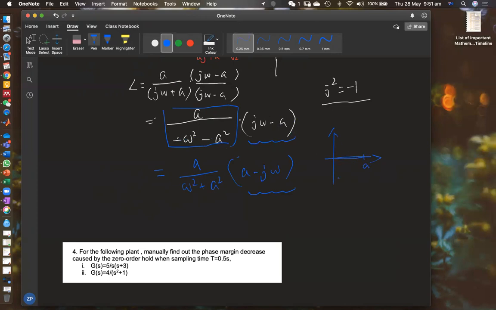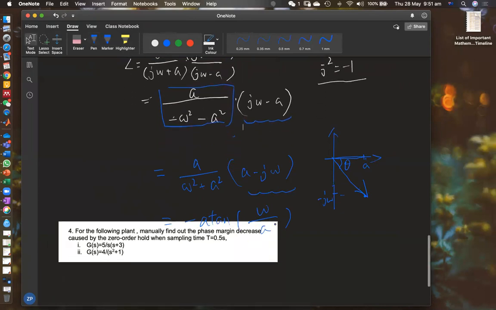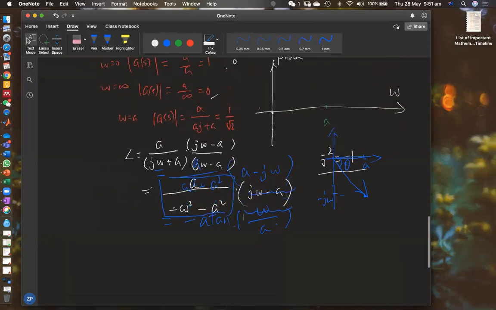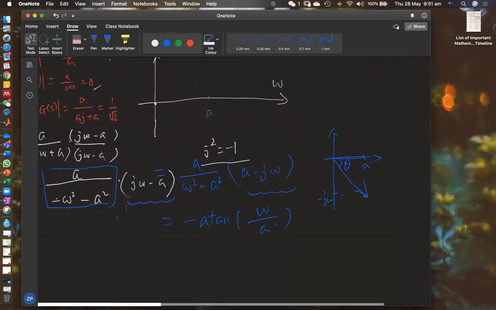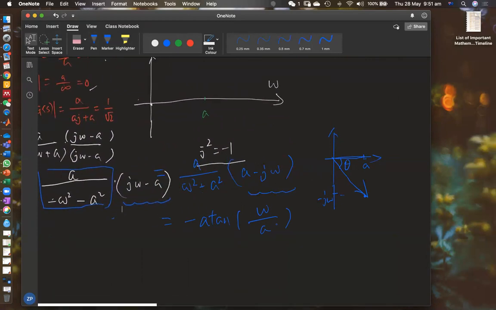The imaginary part goes here, negative j omega, so it's the point over here. The theta is negative arc tangent of omega over A. So this is a general formula to get the phase, which is okay for now. We can use this to get our phase.